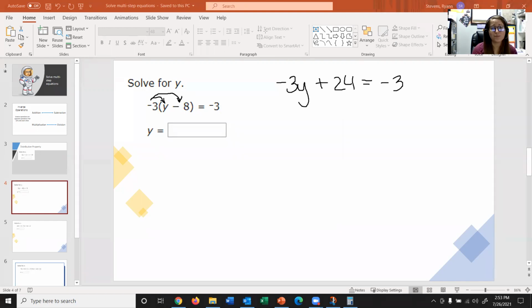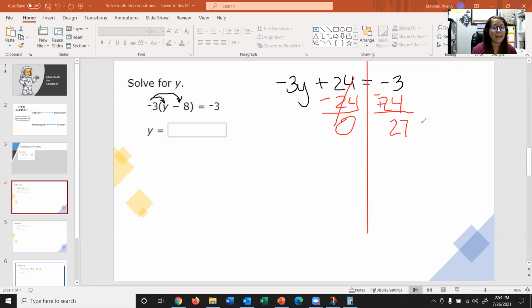Now we can go through our steps and solve this just like a two-step equation. We want to get that variable alone. So we're going to start with this positive 24 and we're going to subtract 24 from both sides of the equal sign. And this is going to cancel, just leaving us with 0. Now -3 minus 24, we can also say that this is a -3 plus a -24. Okay, add the opposite.